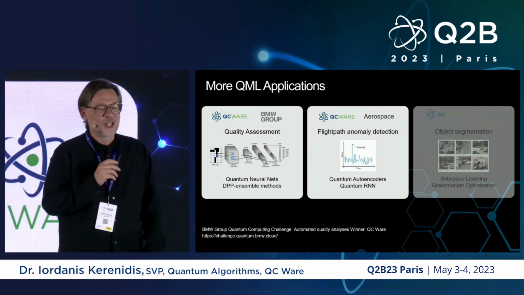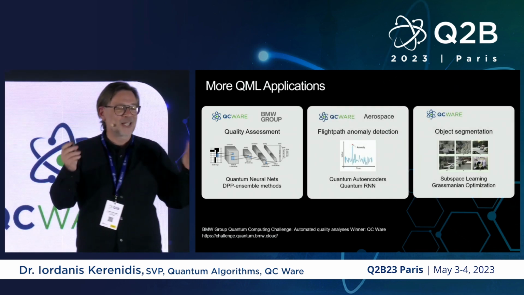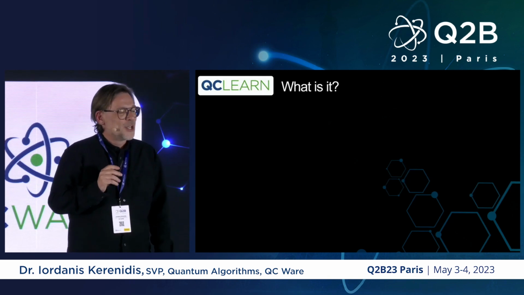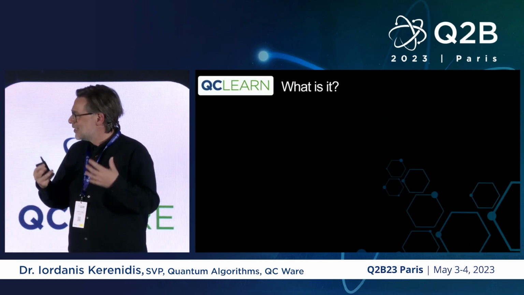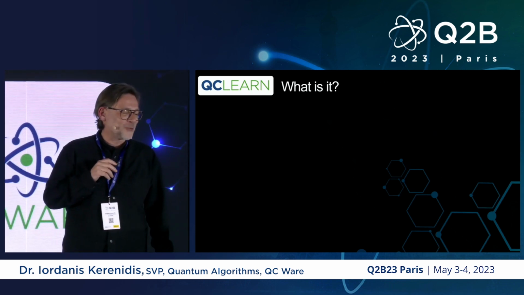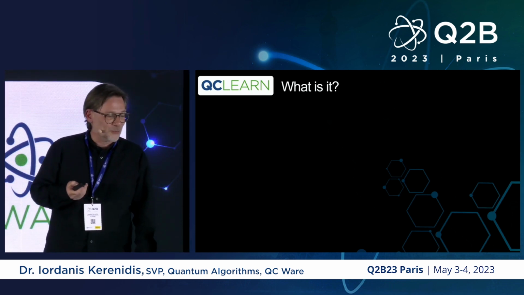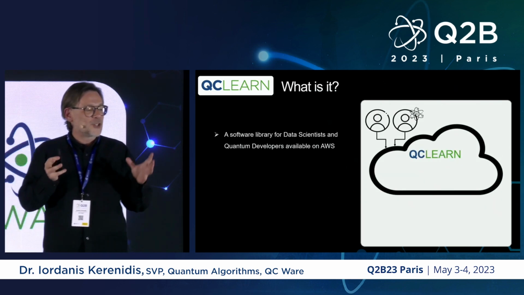Okay, I think I talked a lot about quantum applications. You can see that we work a lot with many different companies. So how do we do all of this? We are doing it through our brand new quantum software library, which we call QClearn. So what is QClearn? QClearn is a software library.